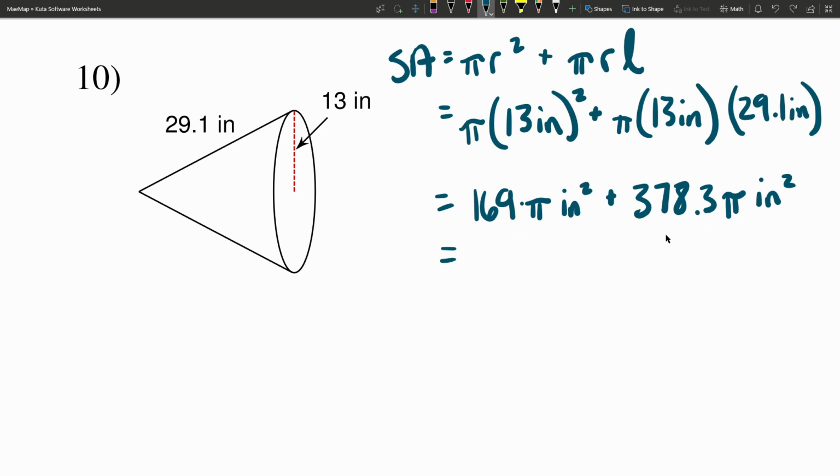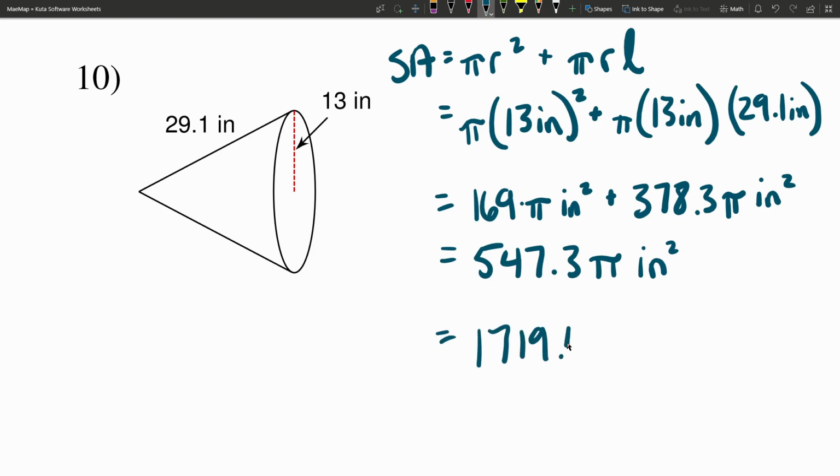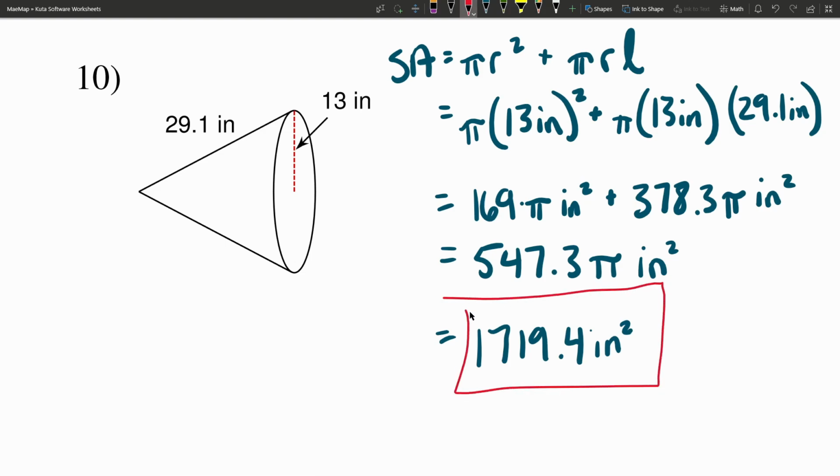So 169 plus 378.3 is going to be 547.3, and that's multiplied by pi, and our label is inches squared. So taking that answer and multiplying by pi, we're going to get approximately 1,719.4. So again, that's 1,719.4, and our label is inches squared. That's our solution in number 10. Let's move on to our next page, number 11.